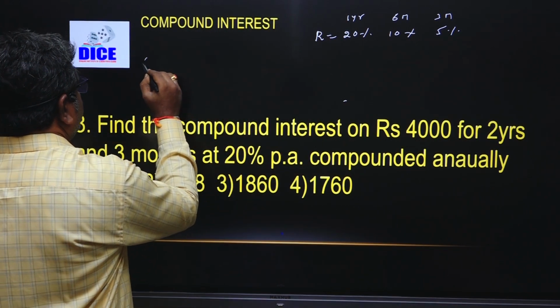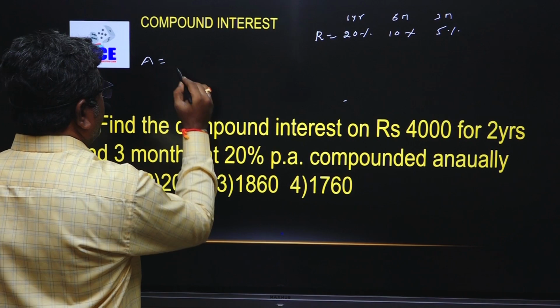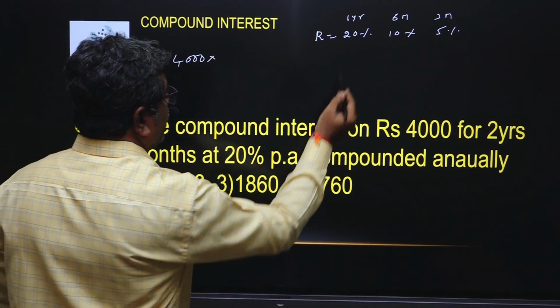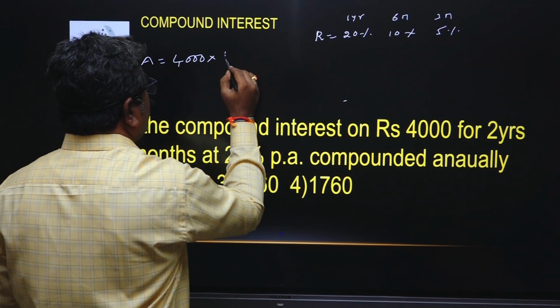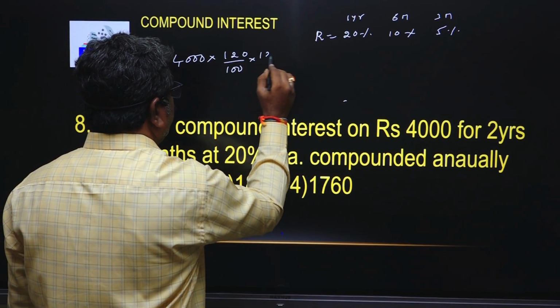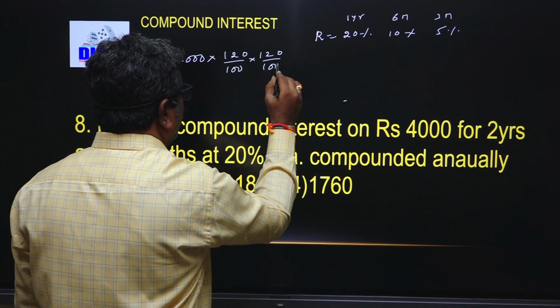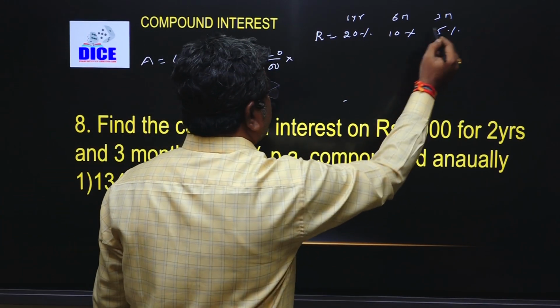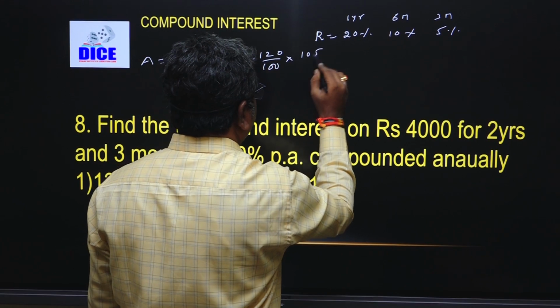So amount A is equal to, principal is 4,000. First 2 years. In 2 years, every year 20%. 2 years 120 by 100 into 120 by 100. After that there is no 6 months. Direct 3 months. 2 years and 3 months. There is no 6 months. Direct 3 months. 3 months how much? 105 by 100. We have to solve this one.